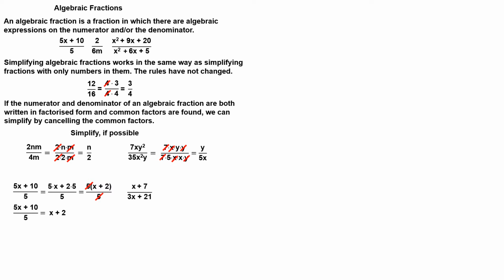We can express 21 as the product of factors 3 and 7. So we can factorize the denominator. x plus 7 is the common factor. x plus 7 was cancelled.